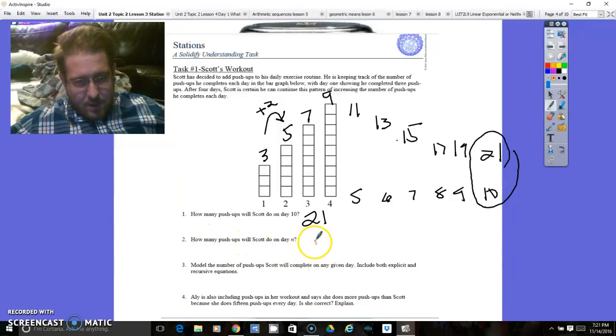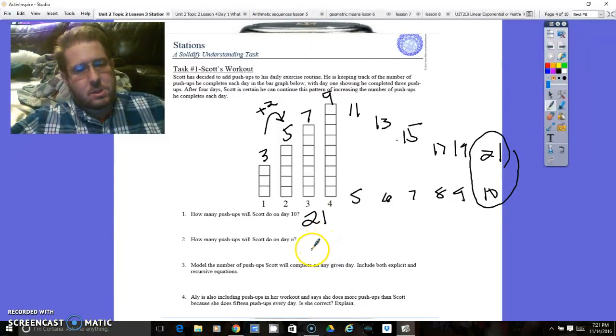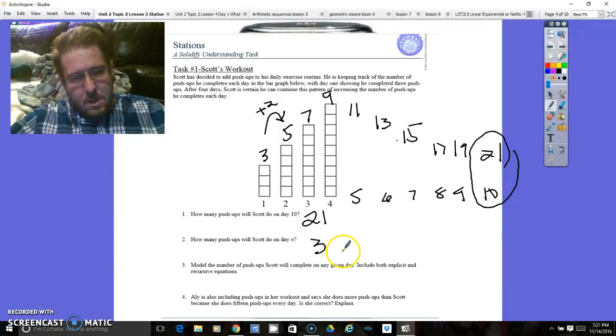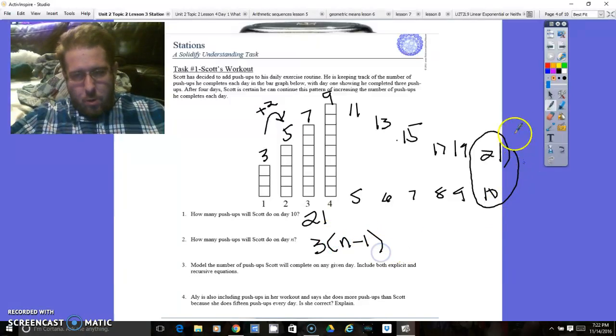How many push-ups will Scott do on day n? So, one way of doing that, which is basically an explicit formula, would be: you started with 3 push-ups, and you multiplied that by n minus 1, and then you add the 3 push-ups.